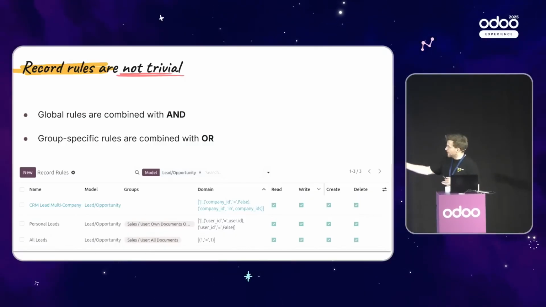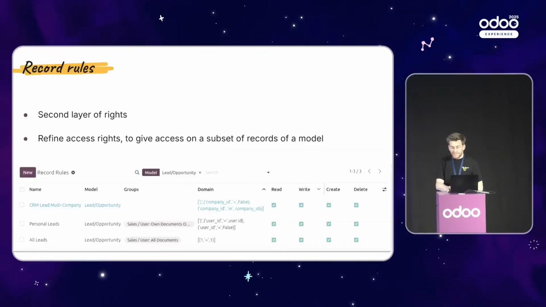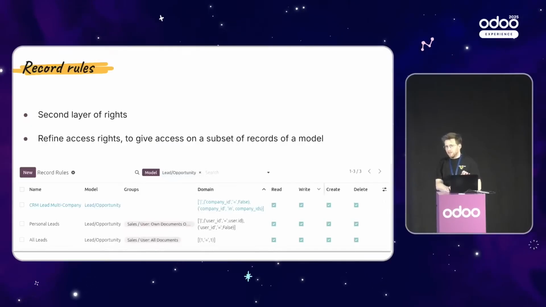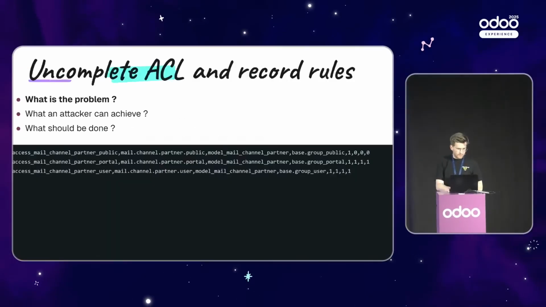So let's say that I remove the first one, I remove the read. While I gave the access right to read, it means that there are no record rules at all for that model, and it means that I can read all the records of the database because I gave the access right just before.